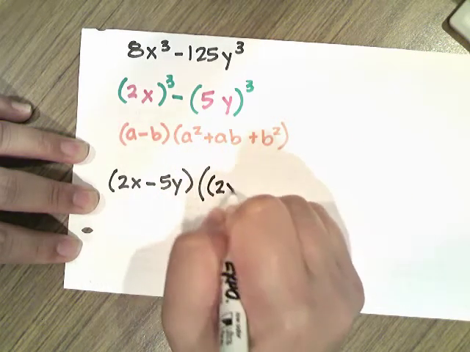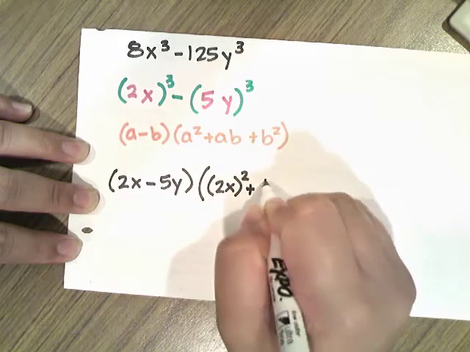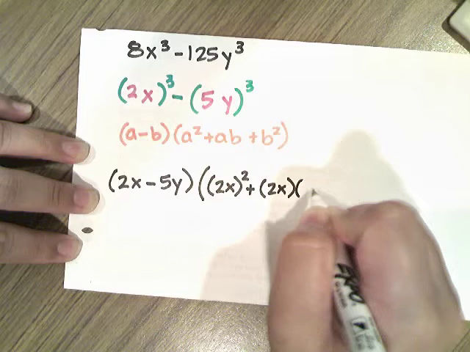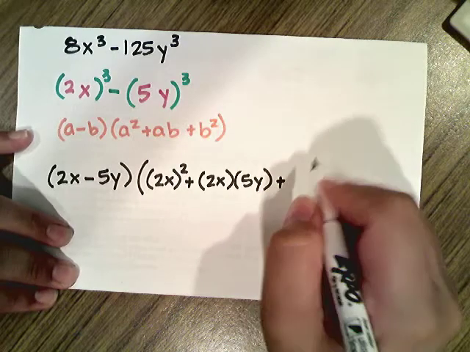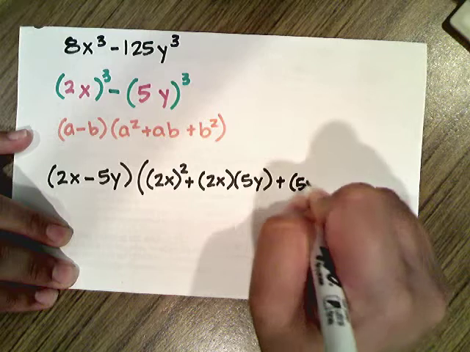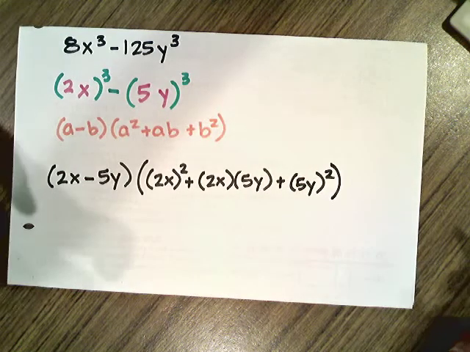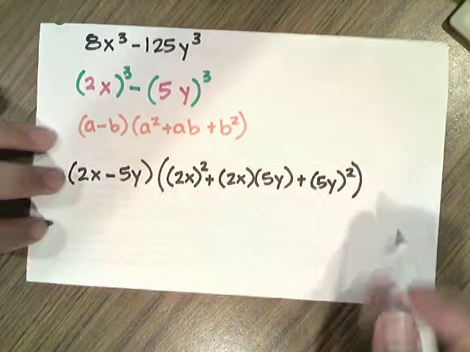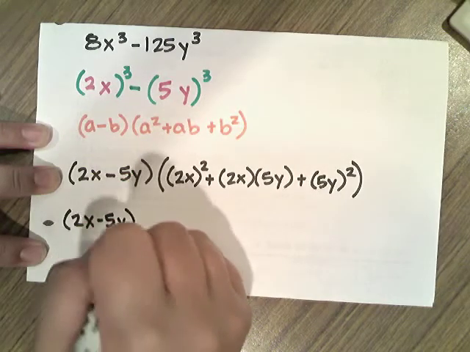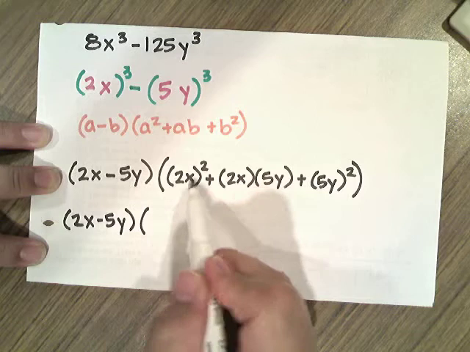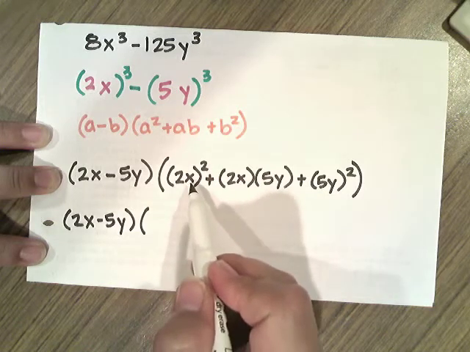So that's going to be 2x quantity squared plus 2x times 5y plus 5y quantity squared. So it's a lot to simplify in that second part. Our 2x minus 5y is going to stay the same. 2x quantity squared means we square both of these terms, so we're going to square 2 and square x.